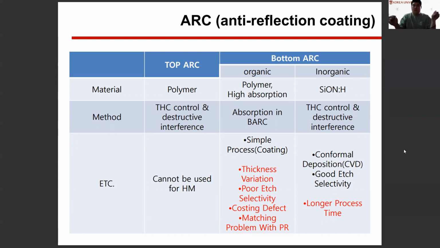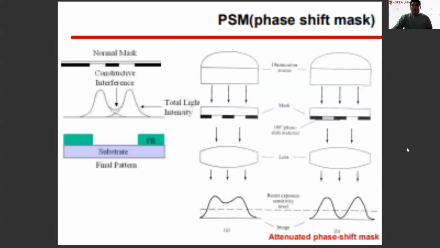On the silicon surface, we put the inorganic anti-reflection coating right above the silicon, and we put the photoresist on the anti-reflection coating.